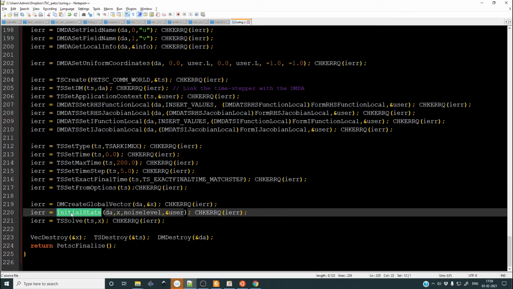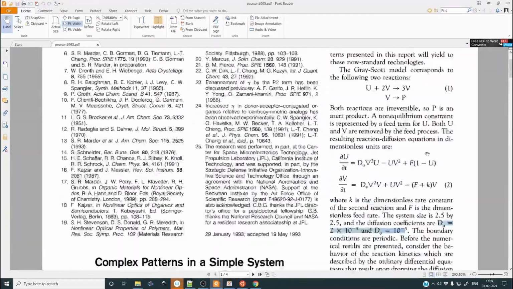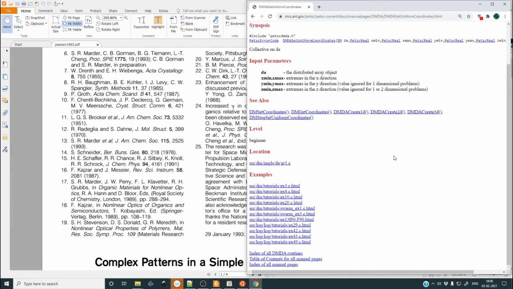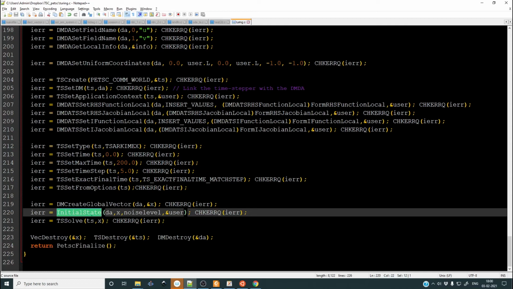Then you create an initial state. This is quite important because obviously 1 comma 0 is going to be a solution. If you set u equal to 1 and v equal to 0, both the LHS and RHS of these equations match. It means that the system has a trivial solution of u equal to 1 and v equal to 0. That is not of much interest to us, and that is why we have to give a perturbation to the initial condition, and that is what will be done through the function InitialState.